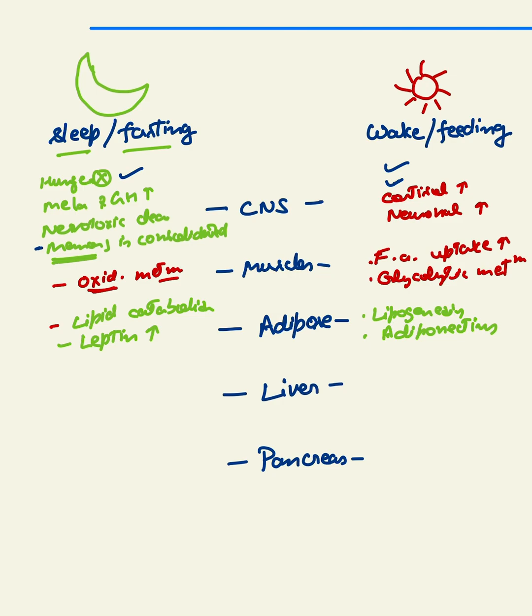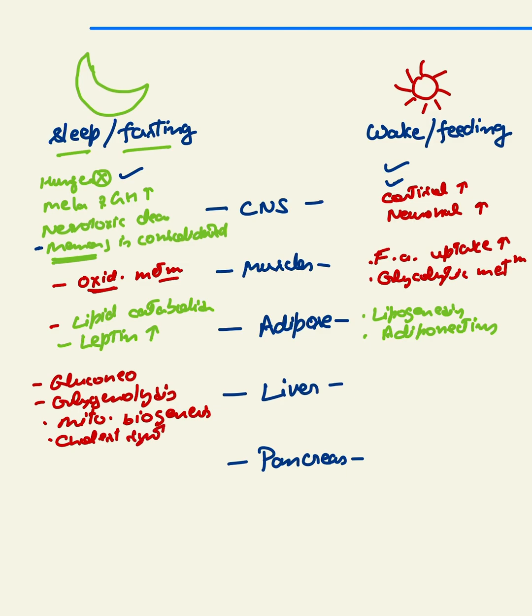Now, coming to the liver part, what happens at the night time in the liver? In the night time, there is gluconeogenesis, glycogenolysis, right? Mitochondrial biogenesis, and cholesterol synthesis happens, right? Whereas in the daytime, what happens? There is glycogen synthesis. That means the fat is being increased, and bile acid is also synthesized, right?